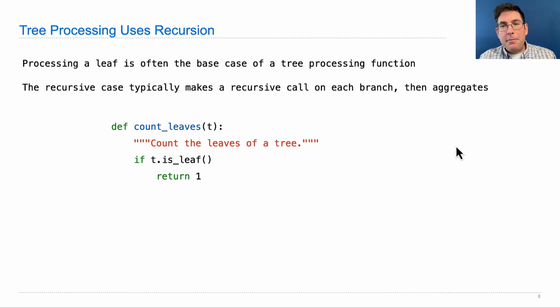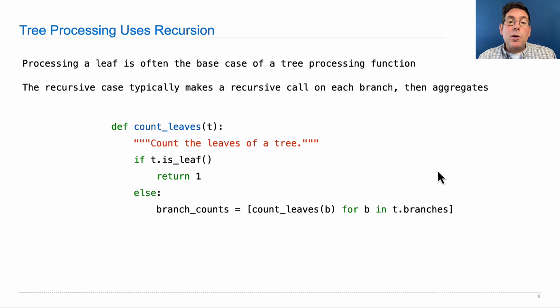What does aggregate mean? Well, it depends on what you're trying to do. In this case, we're going to get the count of the number of leaves in each branch by going through t.branches, giving each branch the name b, and calling count leaves on that branch. Now we have a list of counts which we can sum up. So in this particular function, aggregate means sum. Sometimes it might mean choosing the max or the min or returning the whole list. It really just depends on what you're trying to do.